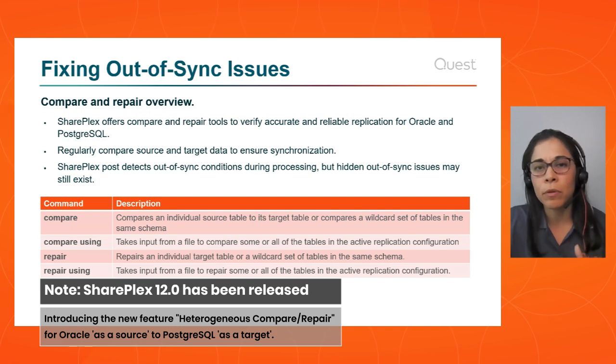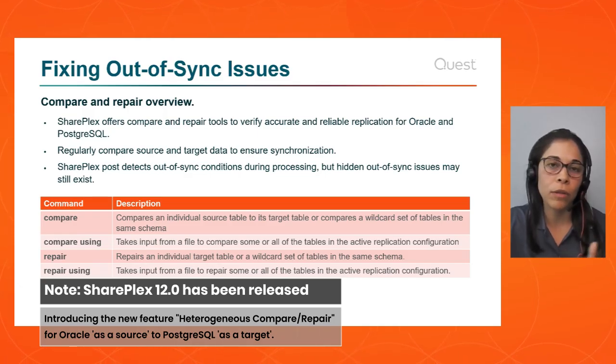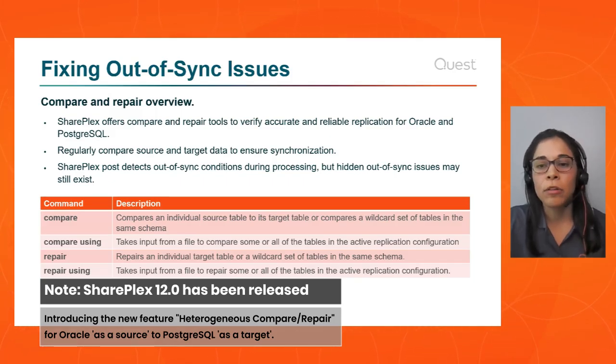It's a best practice to schedule a regular compare between the source and target databases. Remember, we discussed hidden out-of-sync issues. You can schedule this kind of compare to try to find them if you suspect this is the case. This is a proactive approach that helps us catch and resolve inconsistencies early, so you can reduce the risk of data drift during replication.